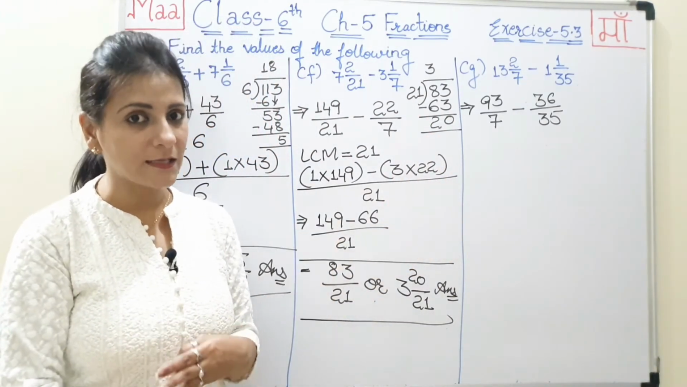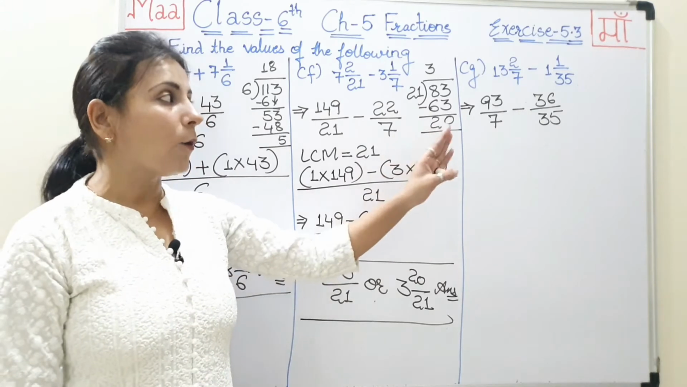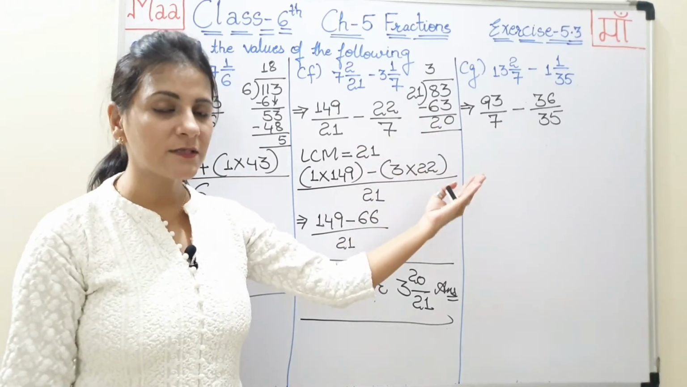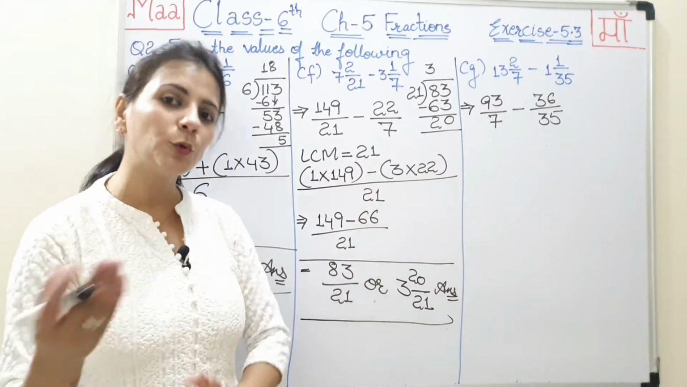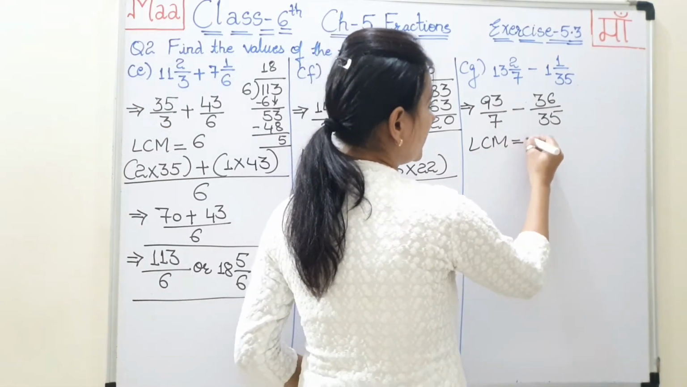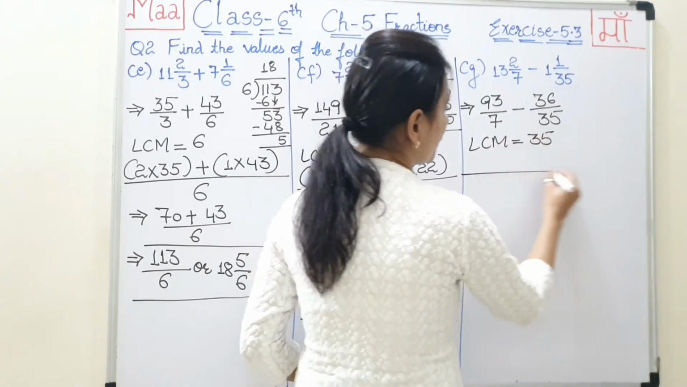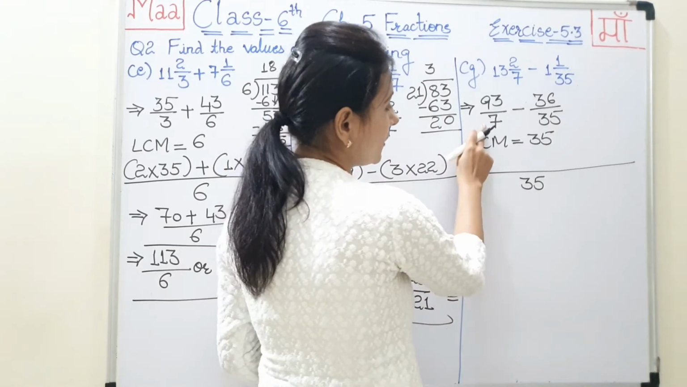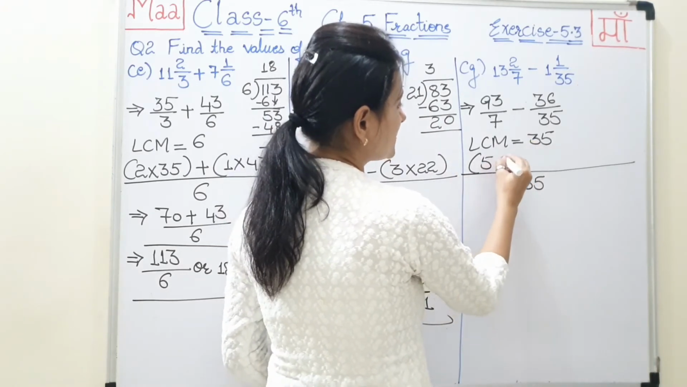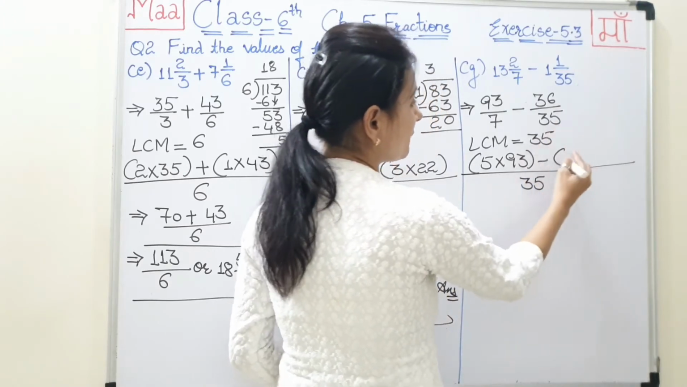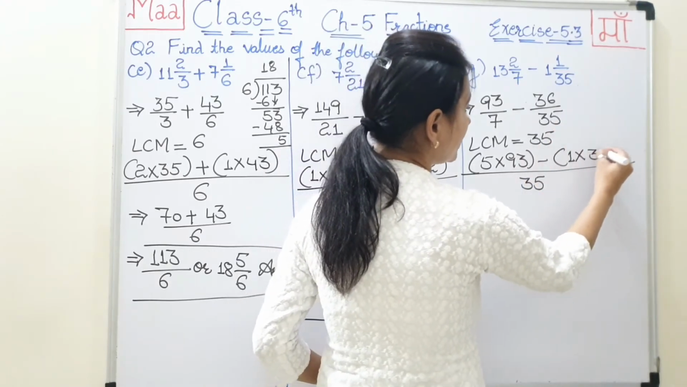Now we have to take the LCM of denominator. Now the greater denominator 35 is divisible by the smaller denominator 7. 7 की टेबल में 35 आता है तो greater denominator ही यहाँ पर LCM हो जाएगा. So LCM is equal to 35. Draw the horizontal line, write down 35, then open the bracket. Table of 7, 35 comes 5 times, multiply by 93 minus table of 35, 35 comes 1 time, multiply by 36.